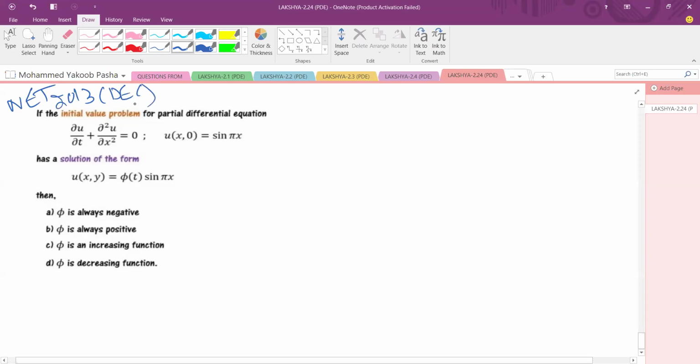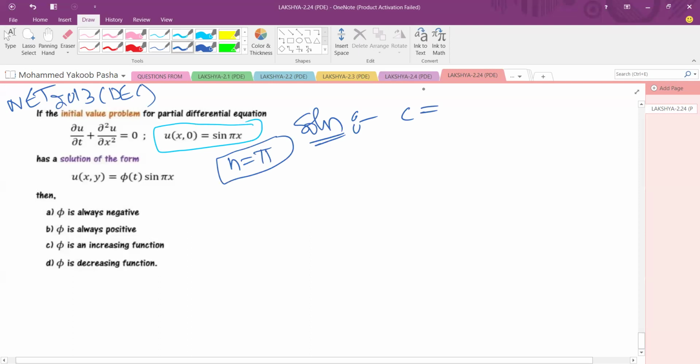First, I'm taking the initial condition. What is my initial condition? u(x,0) = sin πx. So what is the value of n here? π is the n value. And what is my C here? The equation is ∂u/∂t = -∂²u/∂x², so C is equal to -1, not +1.